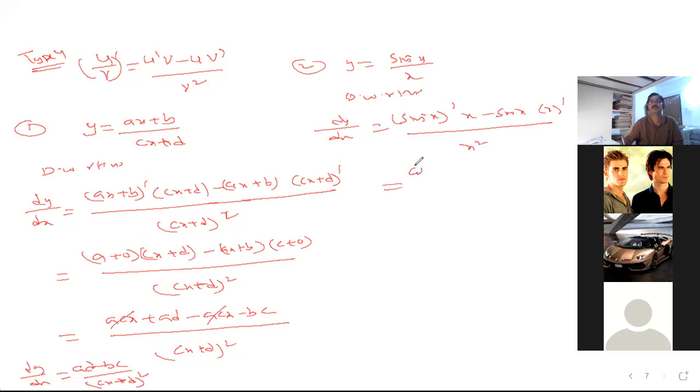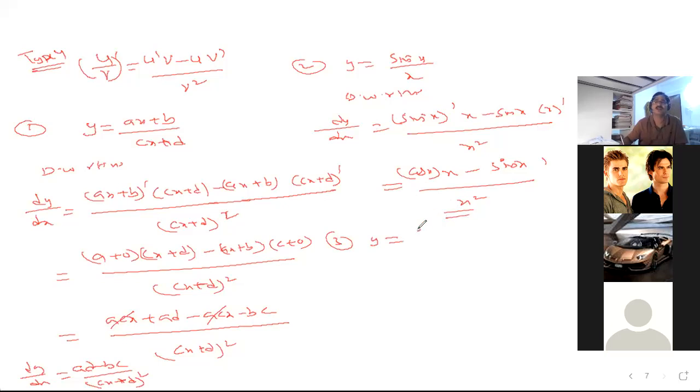This is cos x times x, minus sin x into 1, divided by x square. Need not simplify, right? I'll take one more here.